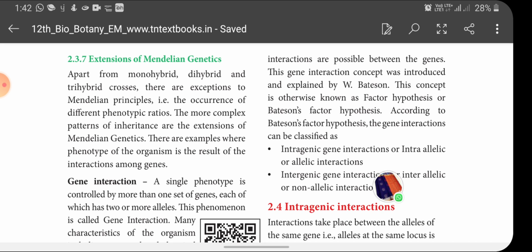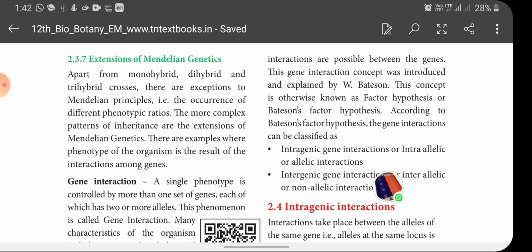Genic interaction. This genic interaction is of two types. One is intralocus genic interaction and the other is interlocus genic interaction. What is meant by intralocus genic interaction? See, what is meant by locus? Locus is nothing but the place where particular genes are located in the chromosomes; the plural is loci.